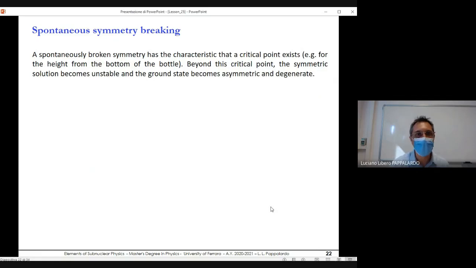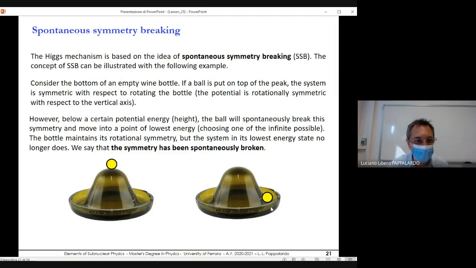What does this mean? This means that the bottle, which is our Lagrangian, maintains its rotational symmetry. It is still there. But the ground state of the theory, so the lowest energy level of our theory, does not anymore. Because the ball picks up just one possible final state, and so breaks the symmetry. So the symmetry is still there for the bottle, so for our Lagrangian, but not for the ground state. This is what we call spontaneous symmetry breaking.